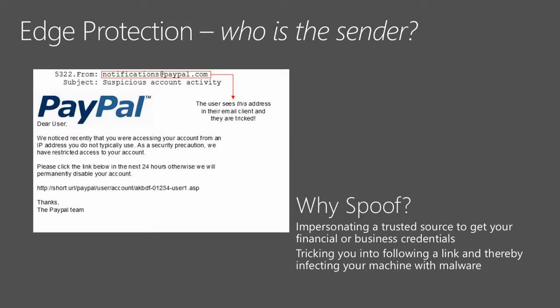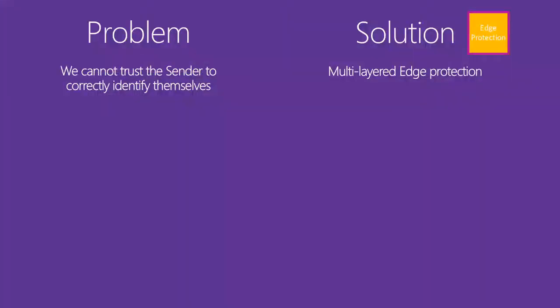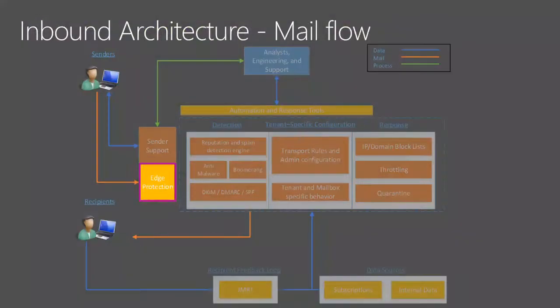So you'll see here there's the from address, the 5322.from. The visible from is actually showing up as paypal.com. There we go. So the problem, we can't trust the sender to correctly identify themselves. Multi-layered edge protection is what we use to prevent that from happening as much as possible.